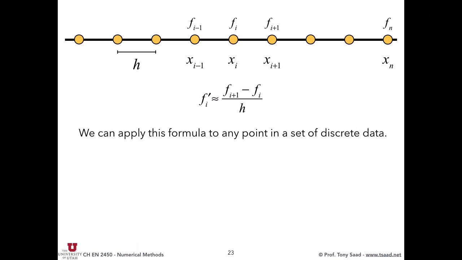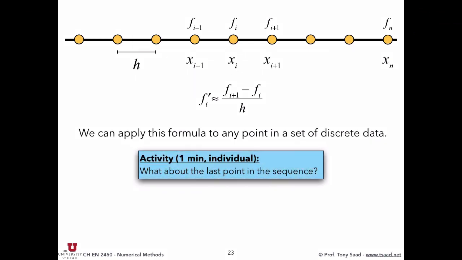Okay, so we can apply this to a discrete set of data. The only catch is we have no control over the spacing. H, the spacing between two points, is already provided to us by the data. So now, for your activity, we apply this to the entire data. Individually, I want you to think: what happens at the last point in the data? Can we apply this formula to the last point, xn?